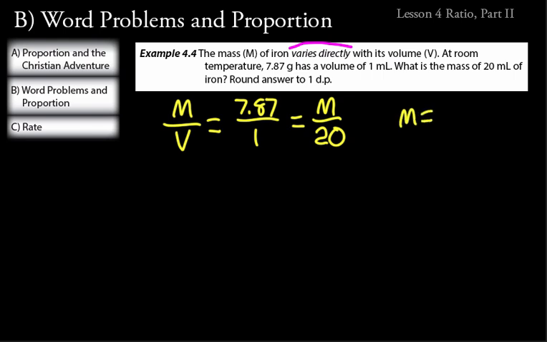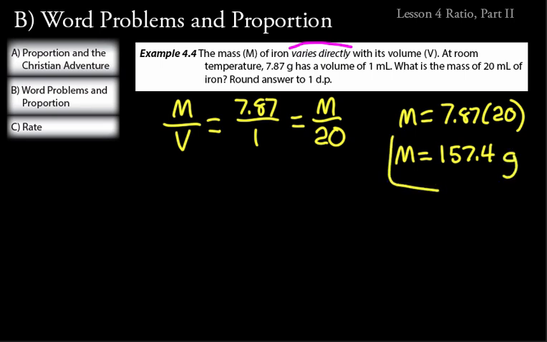This will be easy. Now we just do 7.87 times 20, and we'll just write that down just so we clearly understand what we're doing there with the cross multiplication. And so you can just do that on your calculator, and you should get 157.4 grams. Put the units down there too.